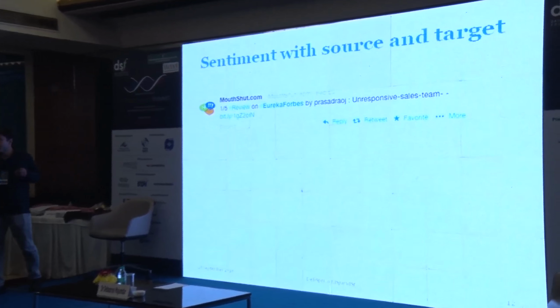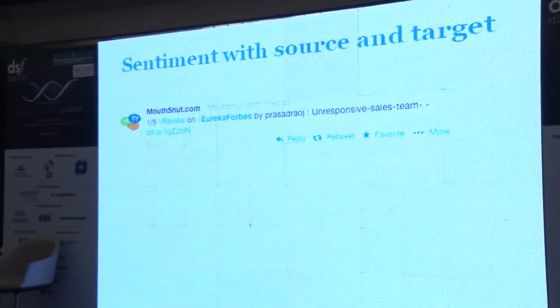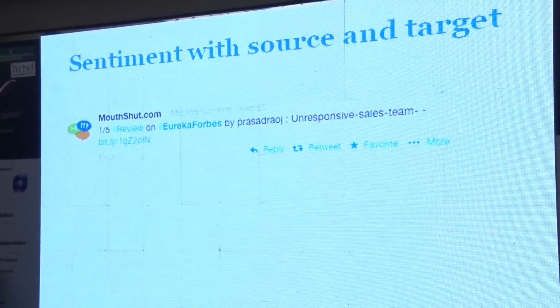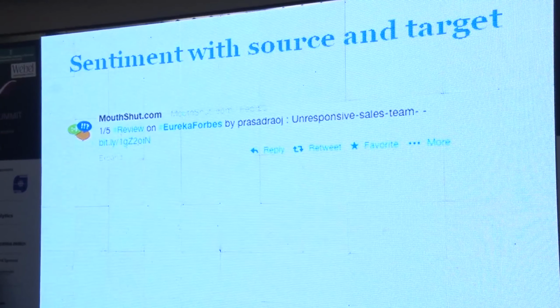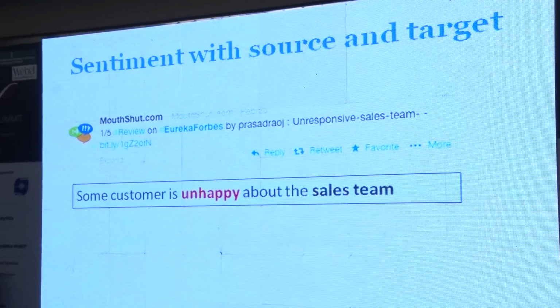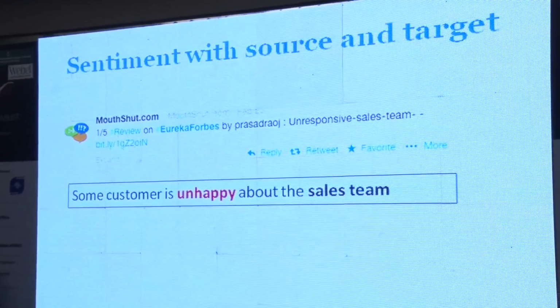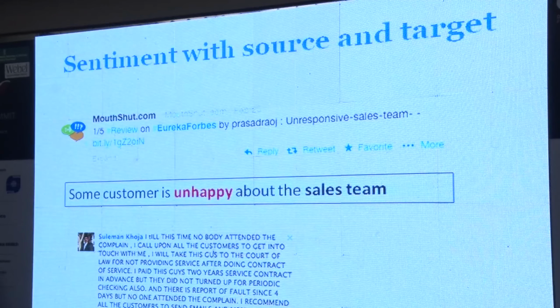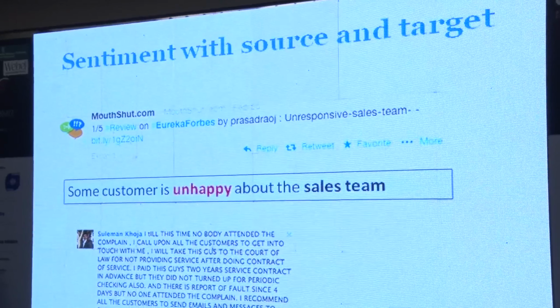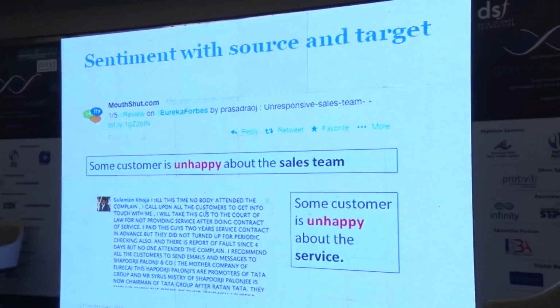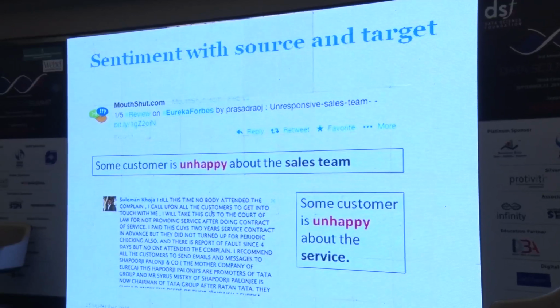Coming back to this example of Eureka Forbes, on the site, in the customer reviews, somebody here is unhappy about the sales team. It says unresponsive sales team, okay? So that's the point here. And in this long Facebook post, somebody is unhappy about the service, okay? So these are the findings from this.